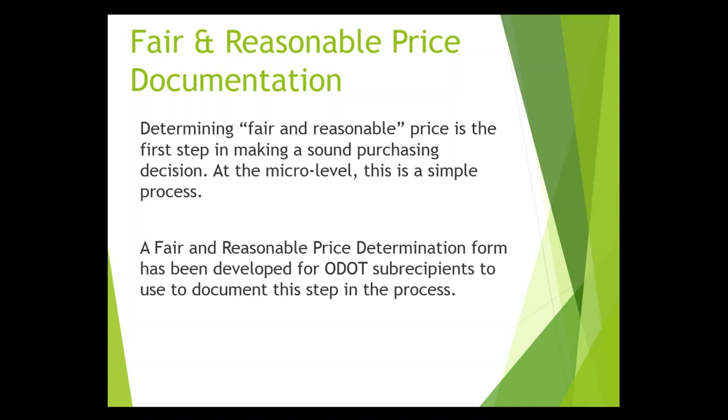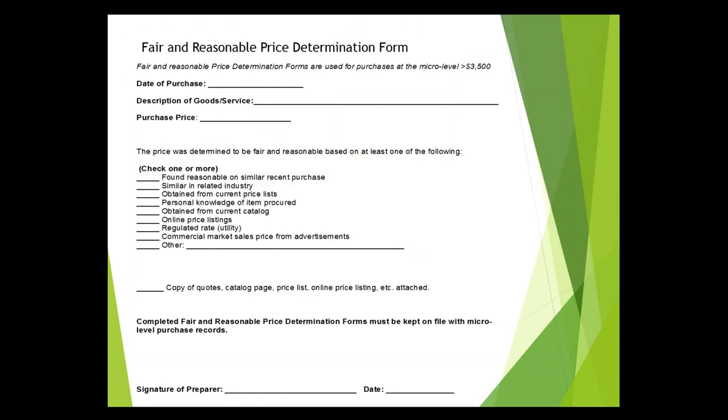So here's what that fair and reasonable price determination form looks like. Again, this is a fairly simple form. You just put the date of the purchase, description of goods, the purchase price, and how you determined that it was fair and reasonable. This should be submitted with your payment request to ODOT and also kept on file with your procurement records.